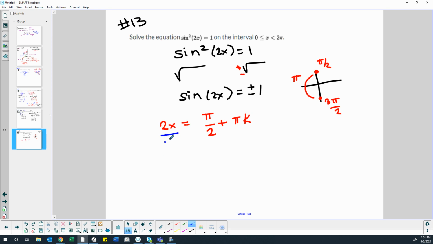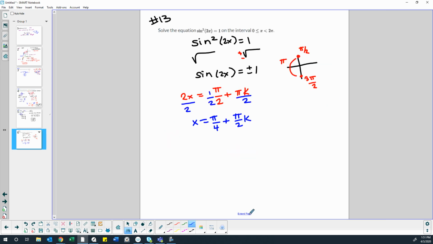But we need to know x, not 2x. So we're going to take and divide everything by 2. So dividing a fraction by 2 is the same as multiplying by 1/2. That gives us x equals pi fourths plus pi halves k.